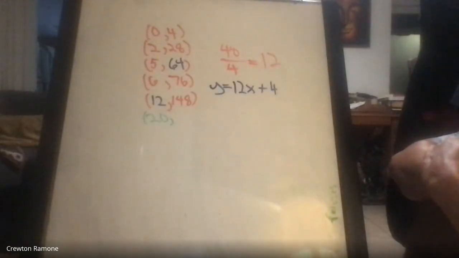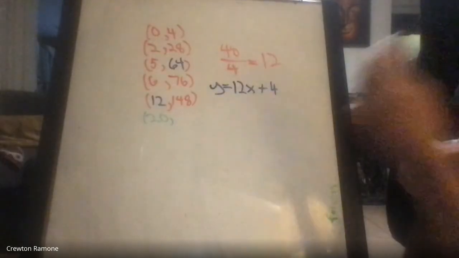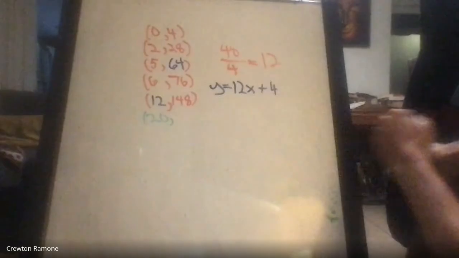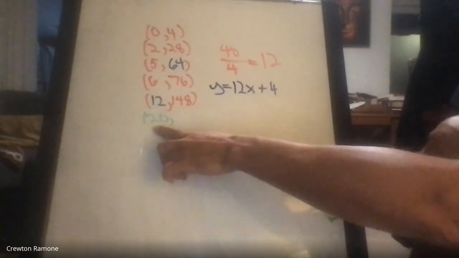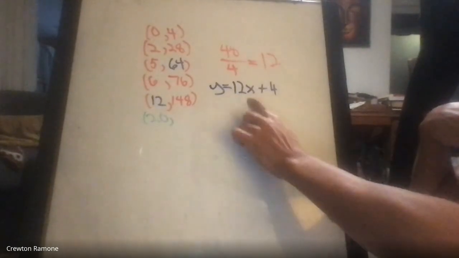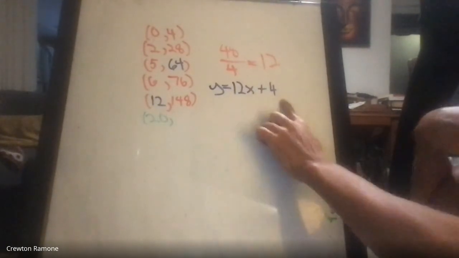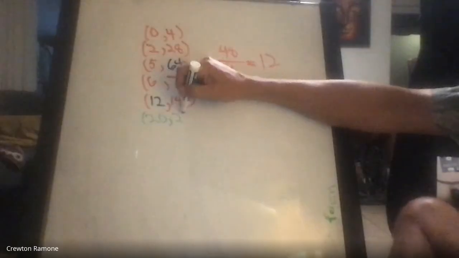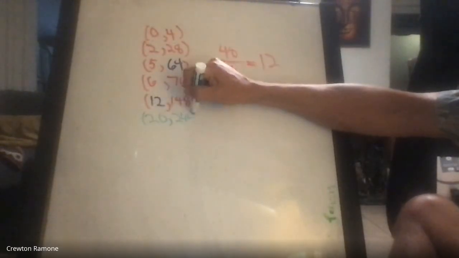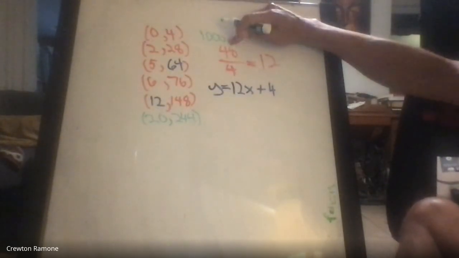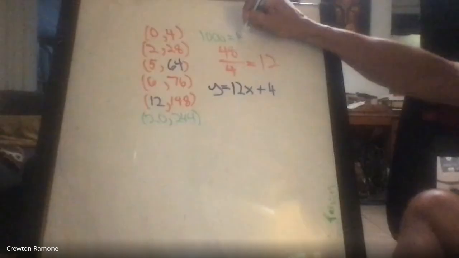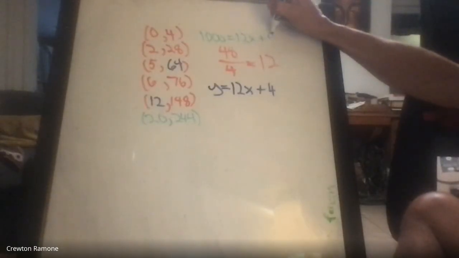Wait, I'm gonna do the calculation. Just for fun, do the calculation. Exactly. 1,000 equals 12x plus 4. Oh, hey, we didn't figure out this one. What's 20? Well, 20 is going to be 240 plus 4. 240 plus 4, 244. But wait, we got to do this. 1,000 is the same thing as 12x plus 4.